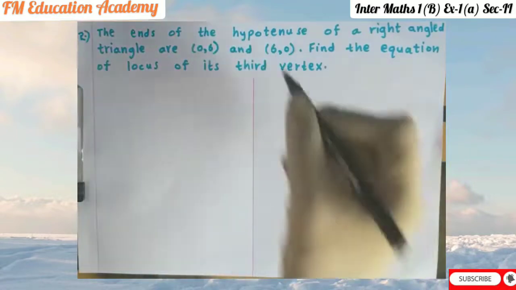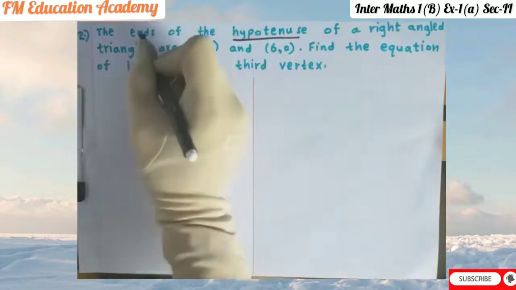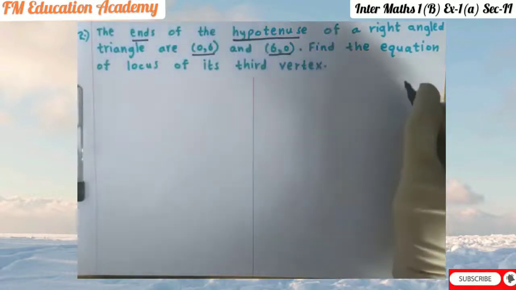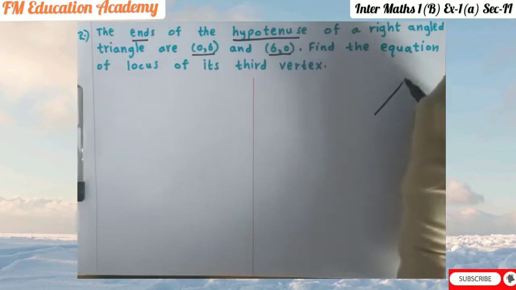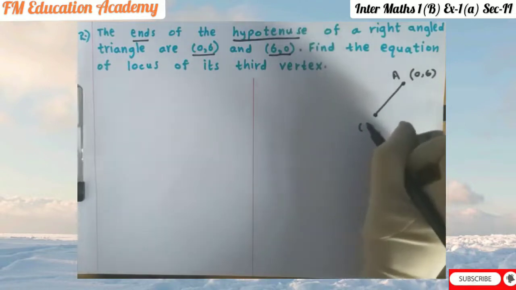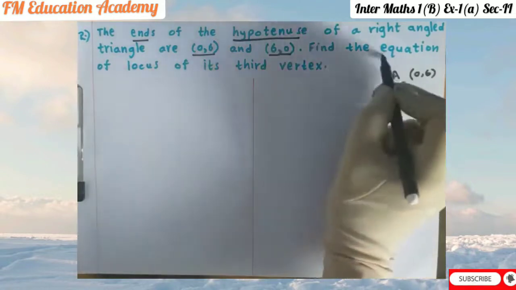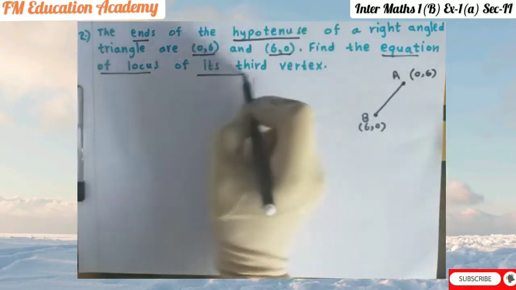So here it is telling that there is a hypotenuse and the ends of the hypotenuse are (0, 6) and (6, 0). So let us suppose this is our hypotenuse. The ends of this hypotenuse are (0, 6), let us suppose that is A, and another end is (6, 0), let us suppose that is B. Here it is telling find the equation of locus of its third vertex.